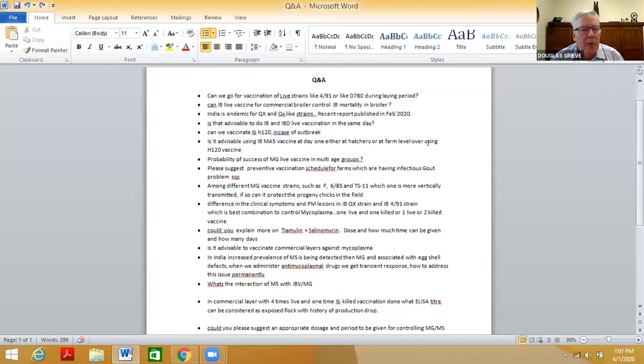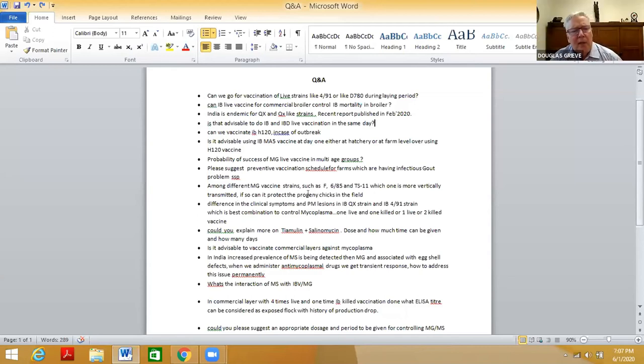The fourth one is, is it advisable to do IBD live vaccination on the same day? In my experience in commercial laying farms, that's not a problem. We see sometimes mass application techniques, water particularly, where the two are combined for convenience's sake. There's no interference that I'm aware of, and that practice is actually quite widely done in the field. Seiche, any further comments? I agree completely. That's the same.